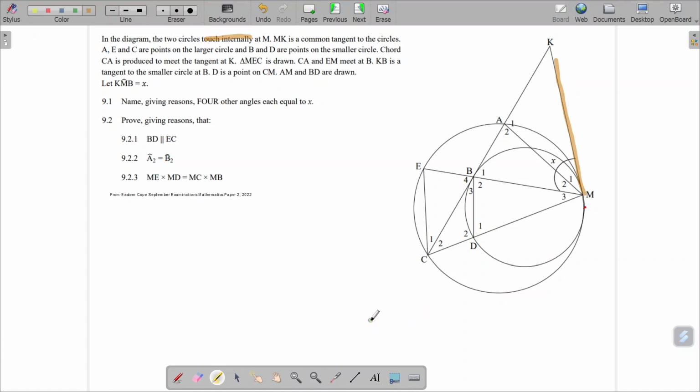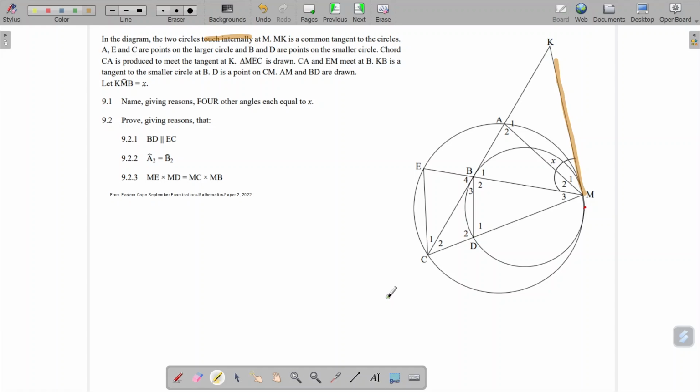A, E, and C are points on the larger circle, which means immediately I've got 4 points on the larger circle. B and D are points on the smaller circle, but that means I've only got 3 points on the smaller circle, not 4. Which makes it slightly easier, because it would be a little more difficult if I had 4 points on the smaller circle as well.